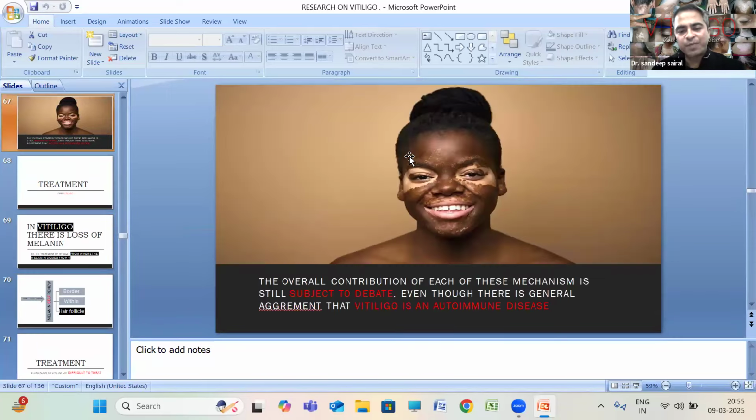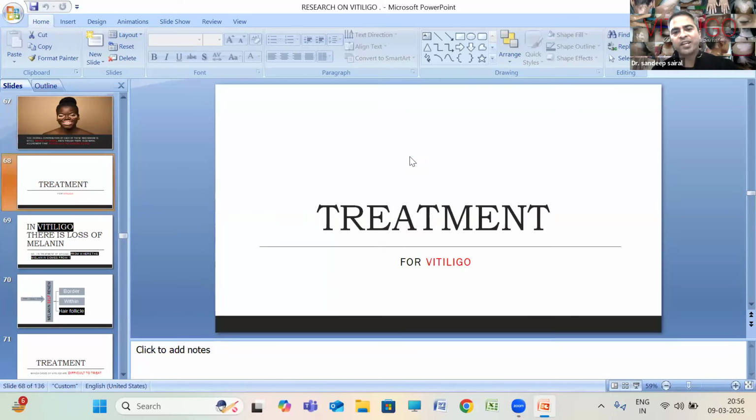See, I have discussed here many probable causes and mechanisms, pathogenesis, but they are subject to debate. You can agree or you can disagree with that, but there is a general agreement that vitiligo should be considered an autoimmune disorder. Even scientists agree with this point. Now, let's talk about treatment. Our next, second half.